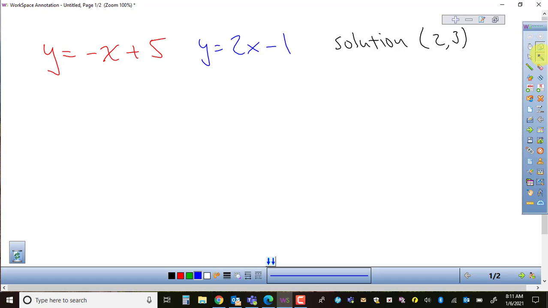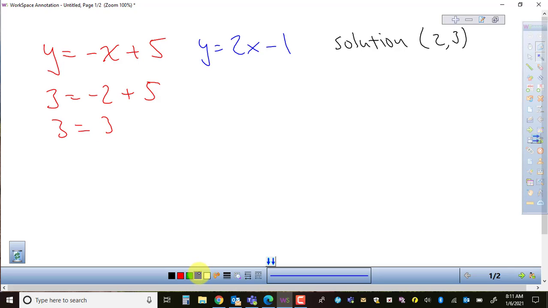So for the first one, I will substitute 3 for y. Let's keep our colors the same. Substitute 3 for y, and 2 for x. And because the x is negative, it's going to become negative 2. And negative 2 plus 5 would give me 3. So because I have the same value on both sides of the equation, it works.